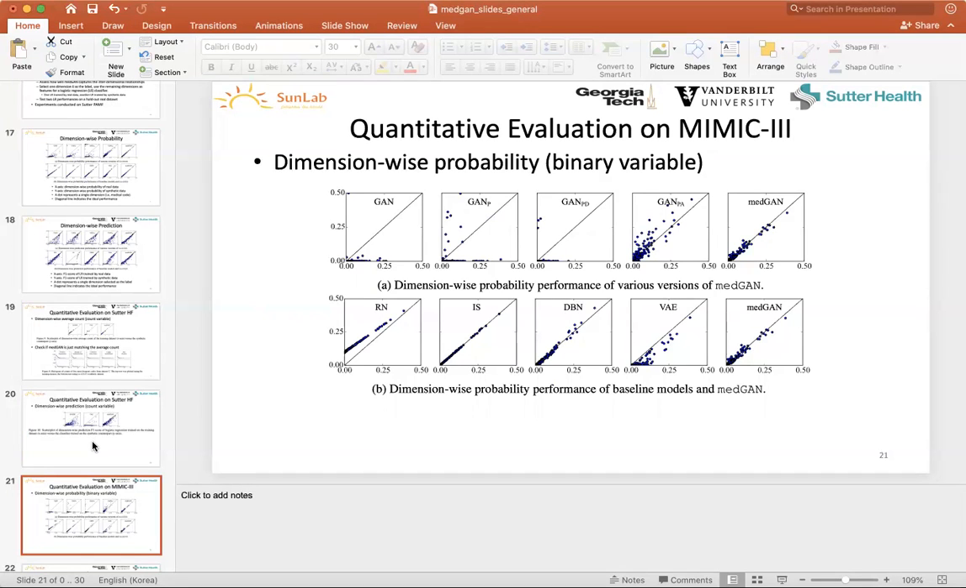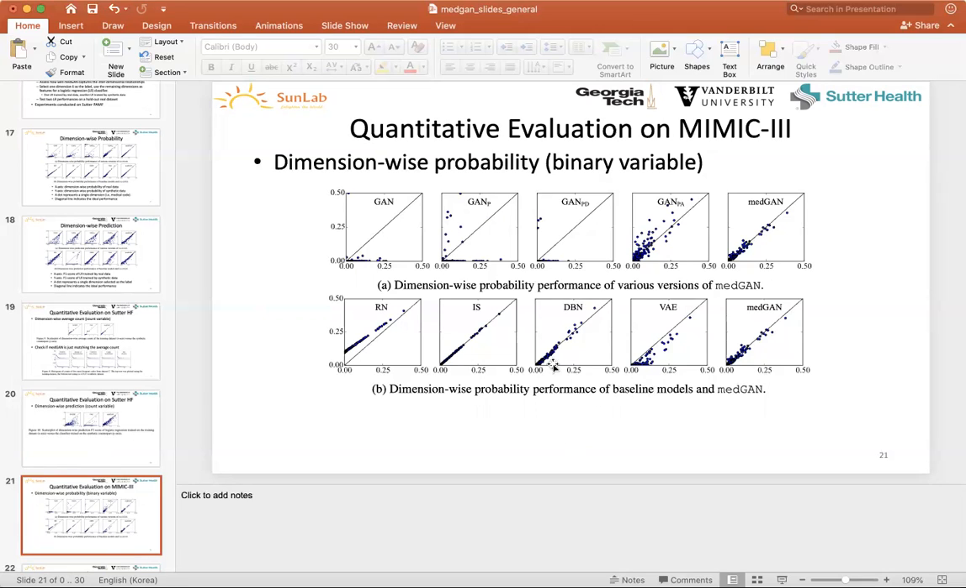So we move on to a completely different data set, which is MIMIC3. I've binarized the MIMIC3 data set. And this is the dimension-wise probability, the mean occurrence probability per dimension. And you can see again, the ablation study shows that all the techniques that I've used for MedGAN, like the mini batch averaging and the residual connections, are all useful.